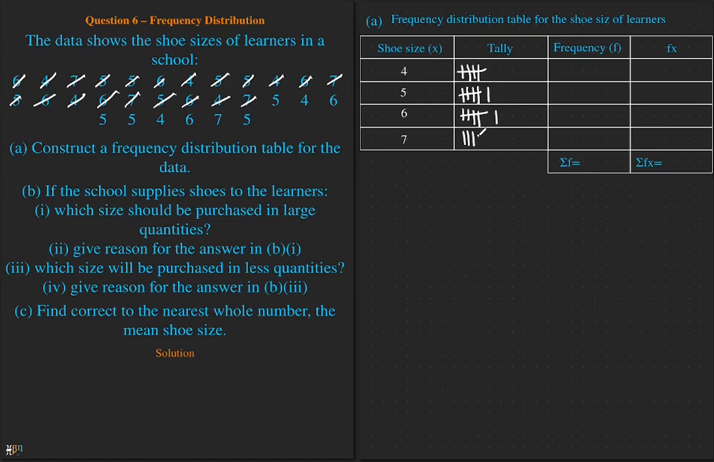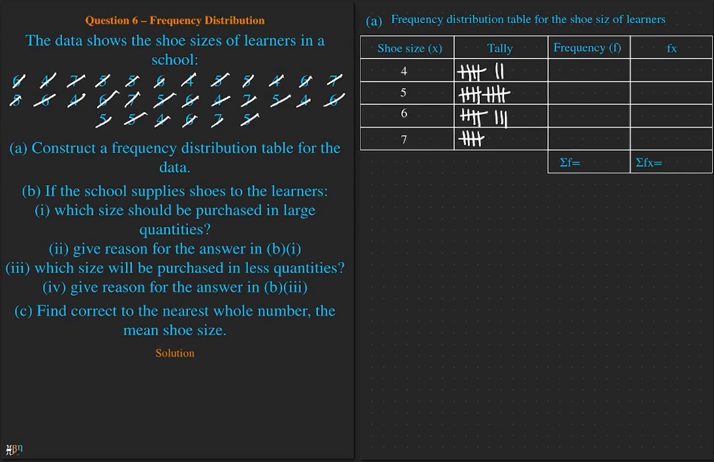4, 7. Then 5, 4, 5, 4. Then we have 6, 5, 6, 5, 5, 4, 5, then a 4. Then 6, 7. Okay, 6, 7. And then finally we have our 5. So we have our 5 over here.